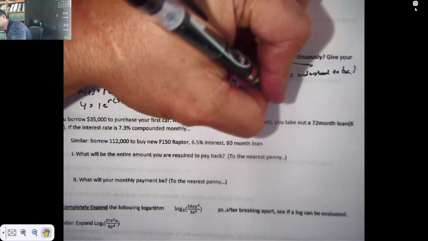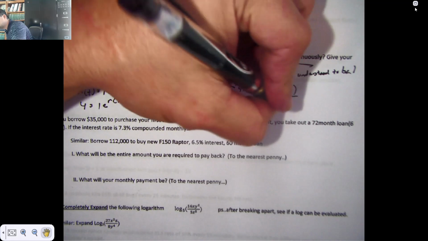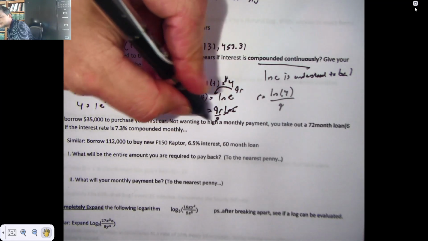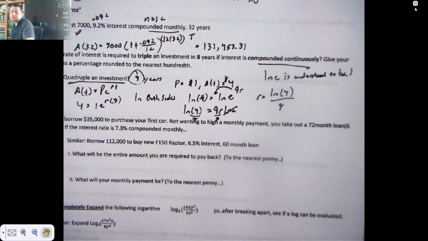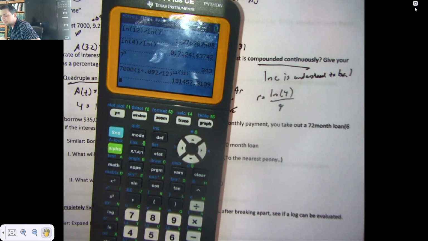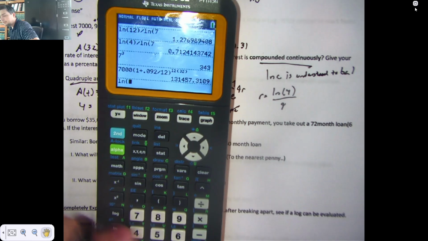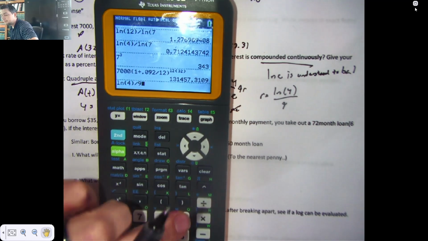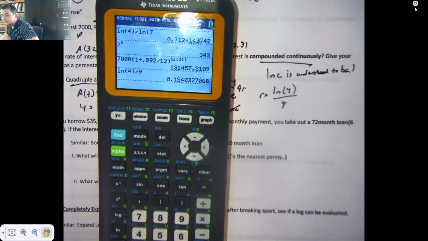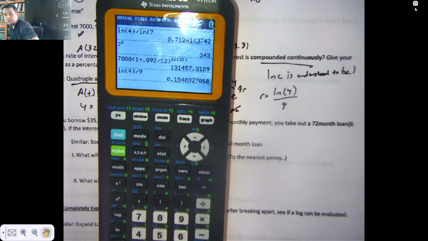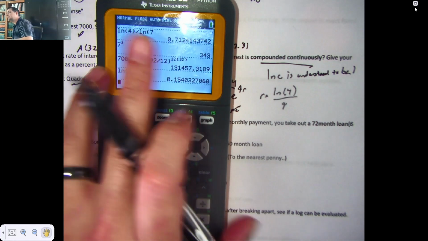r is going to be the natural log of 4 divided by that 9, because I would counteract multiplication with division. And I just push buttons. ln 4 divided by 9. And that is the rate of interest required to quadruple your money in 9 years. That would round to 15.4%.